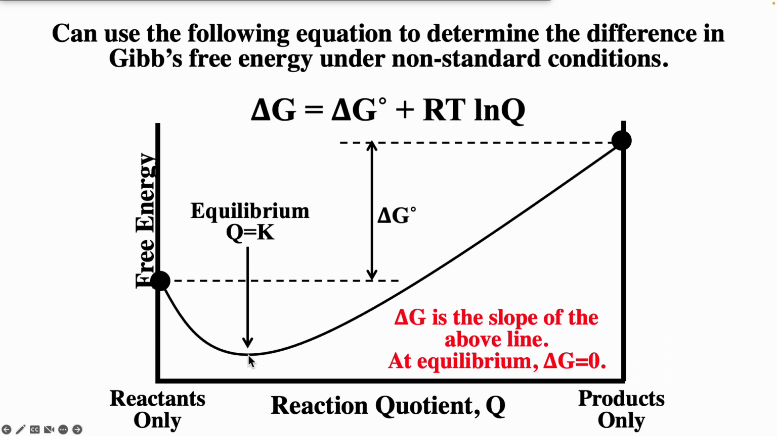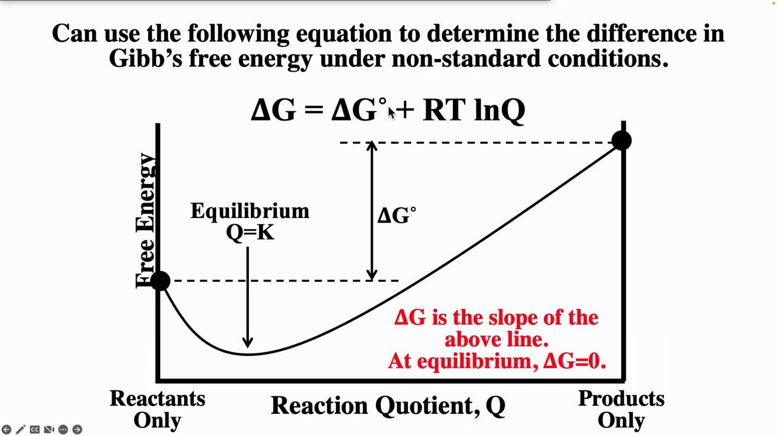And so again, please remember, if you want to know what's going to happen, you have to know the relationship between Q and K. If Q is greater than K, products will form reactants. If Q is less than K, reactants will form products. If Q equals K, the system is at equilibrium.